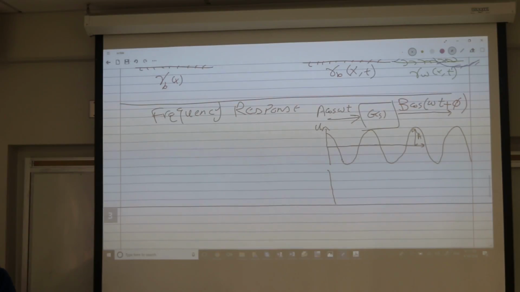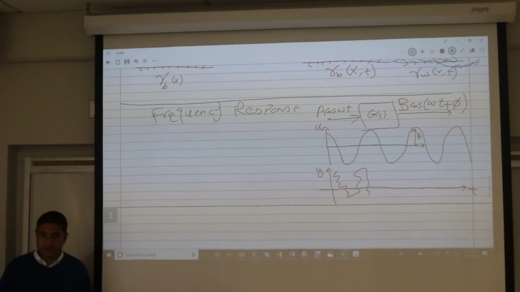This is my output, Y as a function of time. At the beginning, as soon as I apply my input, there will be whatever, I don't care about it, a transient. There always will be a transient.